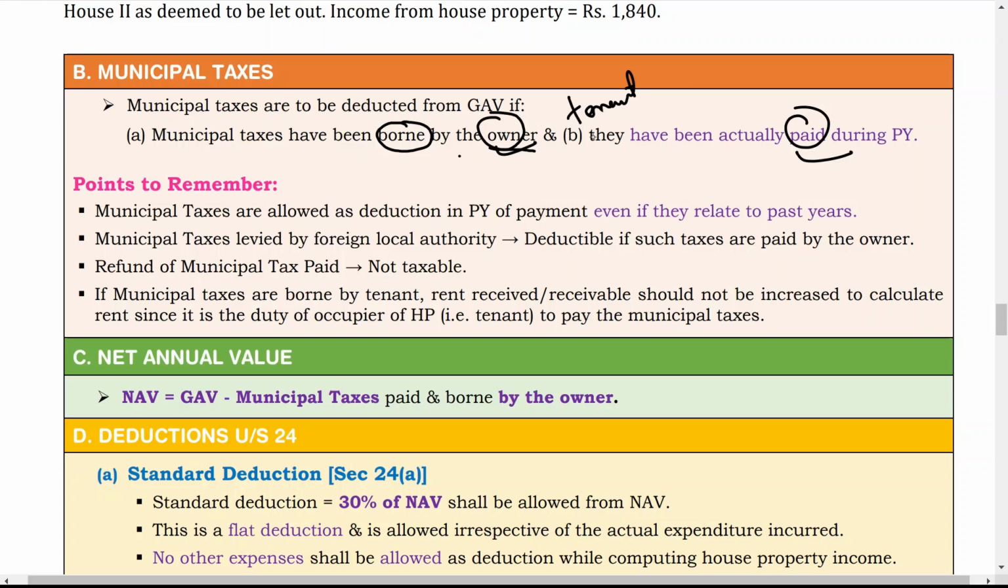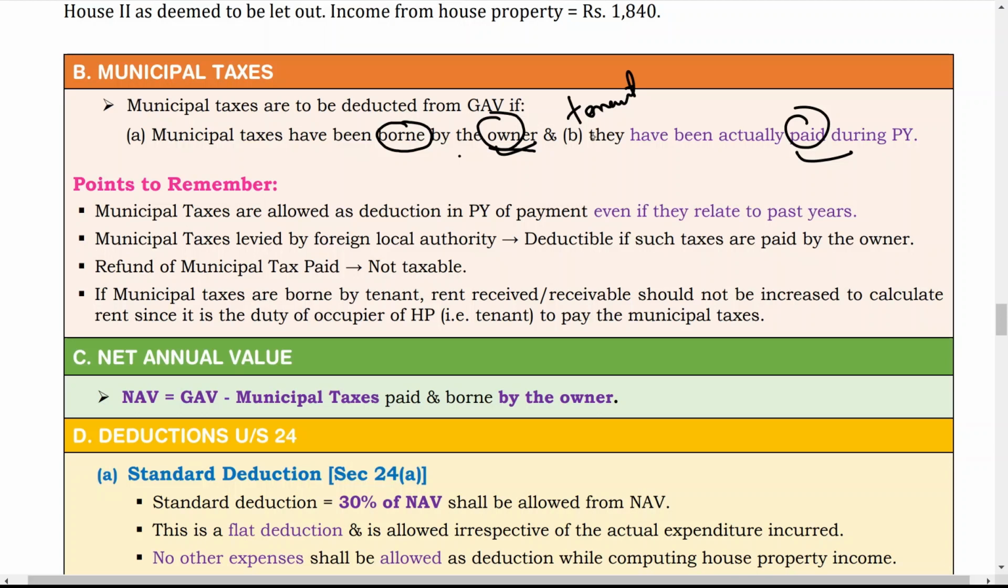Now refund of municipal tax paid is not taxable, because whatever amount you have paid is given back to you. So that is why it is not deductible. If municipal taxes are borne by the tenant, rent received or receivable should not be increased to calculate rent, since it is the duty of the occupier of the house property, that is the tenant, to pay the municipal taxes.